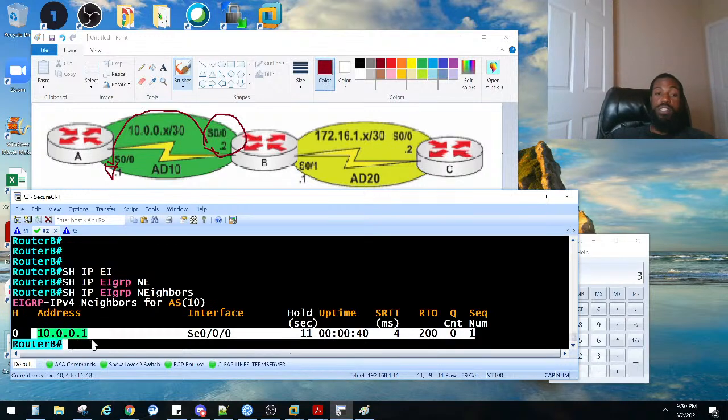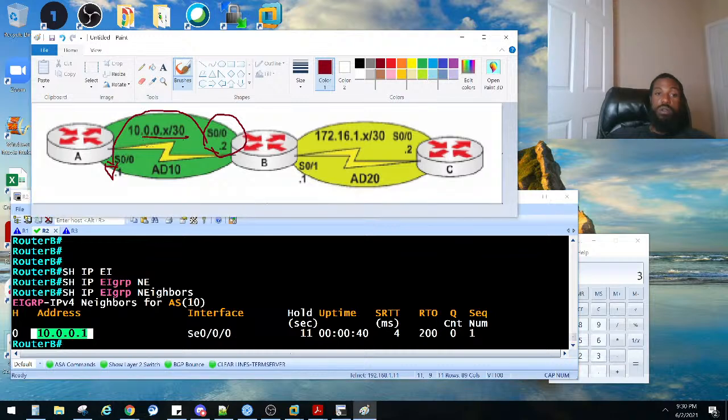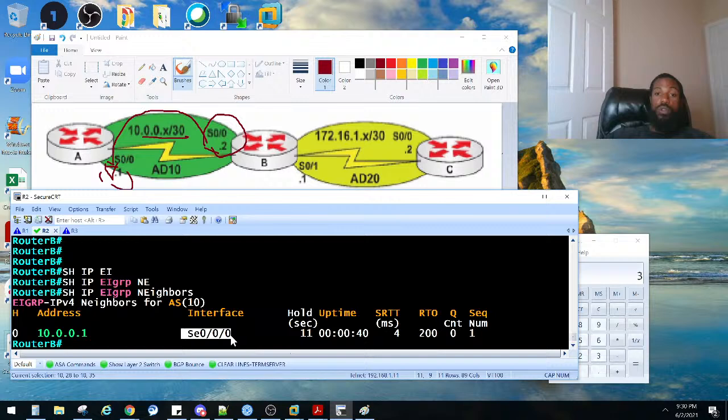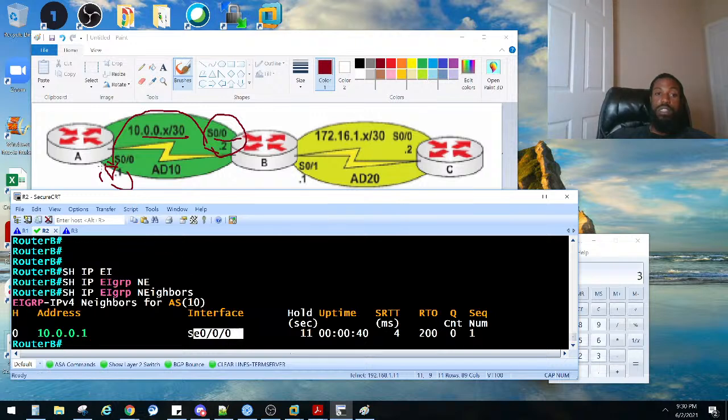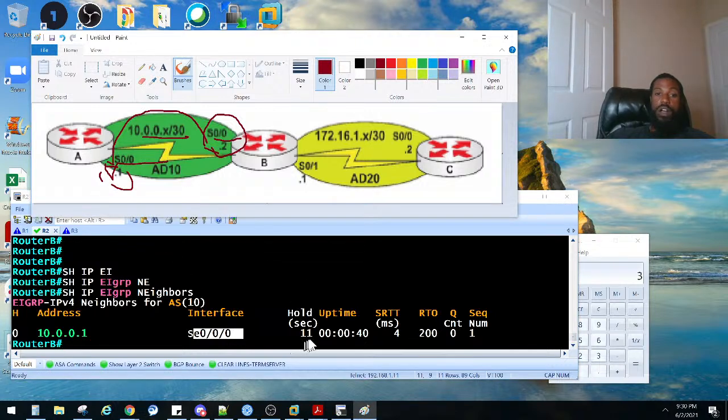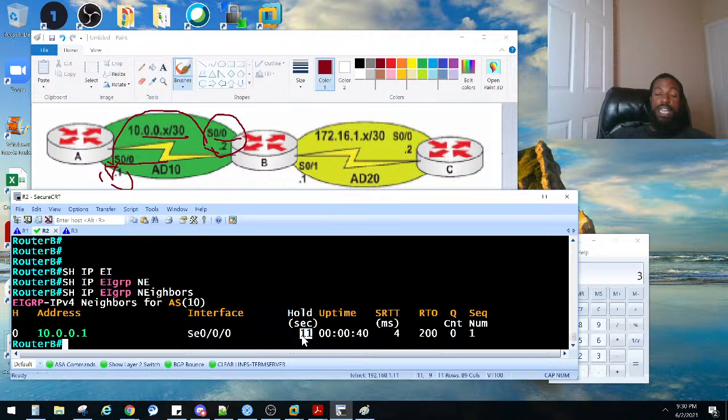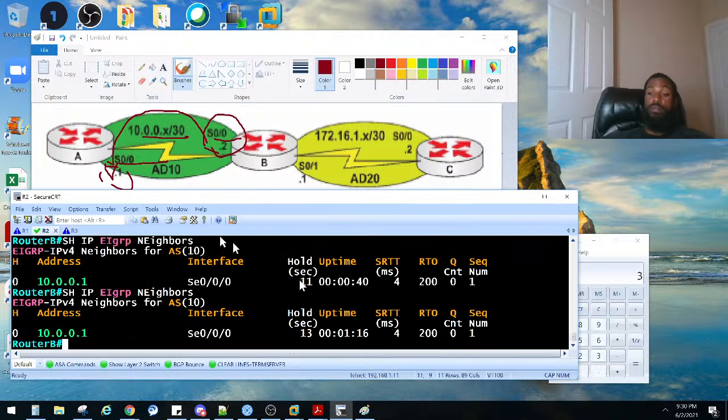This is the neighbor's address. The neighbor's address is 10.0.0.1, right? Where did we learn it from? That interface, right? Actually, I think that's his interface. So it's his interface. The whole time, I think that is when we consider it dead, right? EIGRP has been up for 40 seconds. If I run it again, you'll see it's been up for 1 minute and 16 seconds, right?